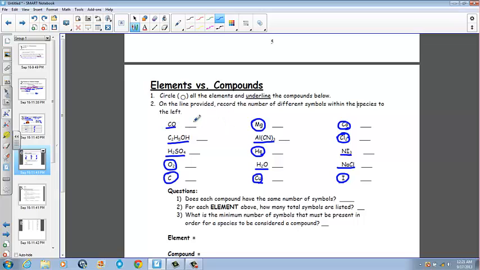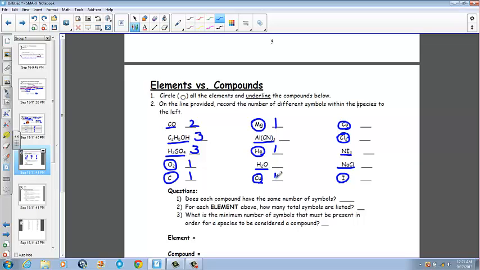So let's go back to the lines provided. Record the number of different symbols. There are 2 here. We have carbon and oxygen. Here we have 1, 2, 3. Okay, we don't have 4 because you have 2 of the same here. So this is going to be 3 different symbols. 1, 2, 3. We have an H, an S, and an O. Here you have 1. Here you have 1. Everything that's circled is going to be 1.